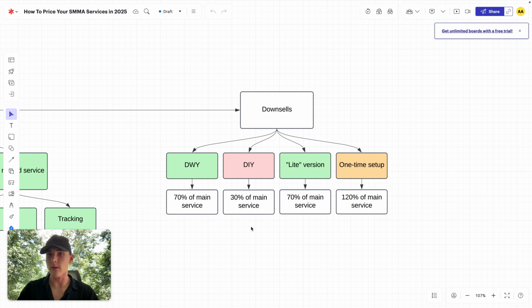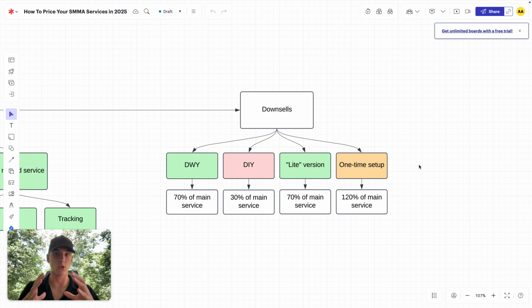Do it yourself, I don't like, it's like a course. You have no accountability. You don't know if the person is watching the course or not. There's just no way of actually making sure that people get results with a do-it-yourself course. So I don't recommend this one, while one in the middle is a one-time setup, where with paid ads, a client comes to you, they're like, we don't want a monthly management, but we want you to set up our ads. Usually this is about 120% of the main service in terms of price. So if you are charging 10K a month, you would charge about 12K for this as a one-time fee.